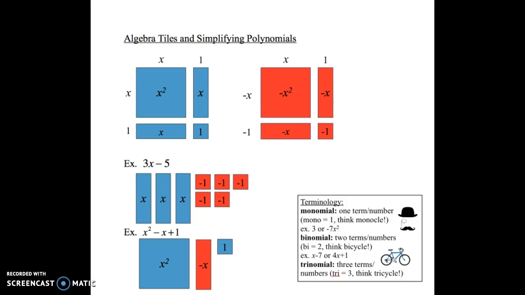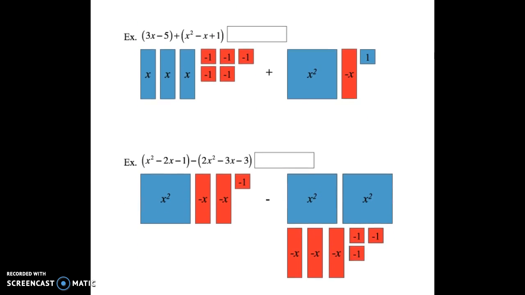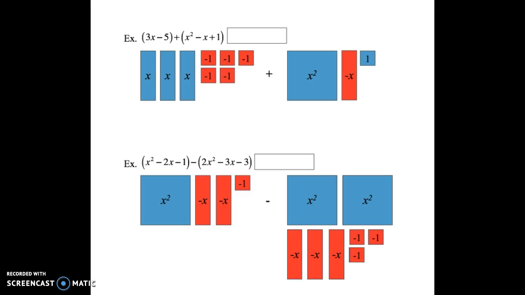So now we want to use these algebra tiles to not just represent these polynomials, but simplify them together. So we've got two examples on this next page here. The first one is actually the same two polynomials that we already looked at, but now we're adding them together. So when we're simplifying using algebra tiles, we can actually ignore the plus sign, when it is plus. We'll take a look at subtraction in a minute.